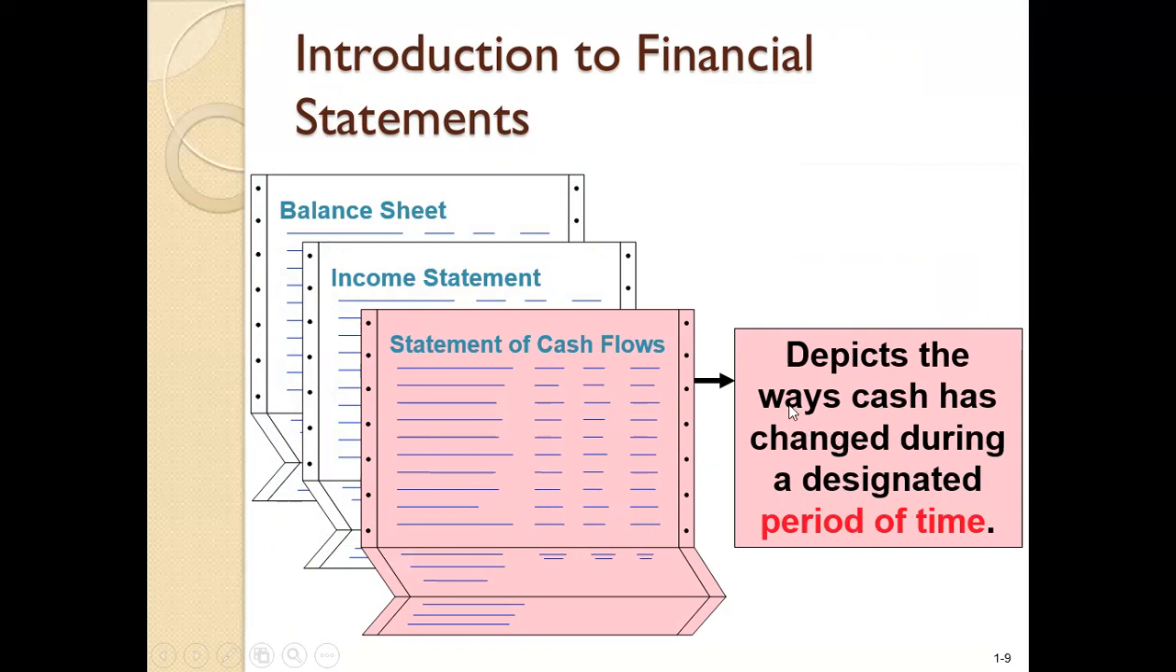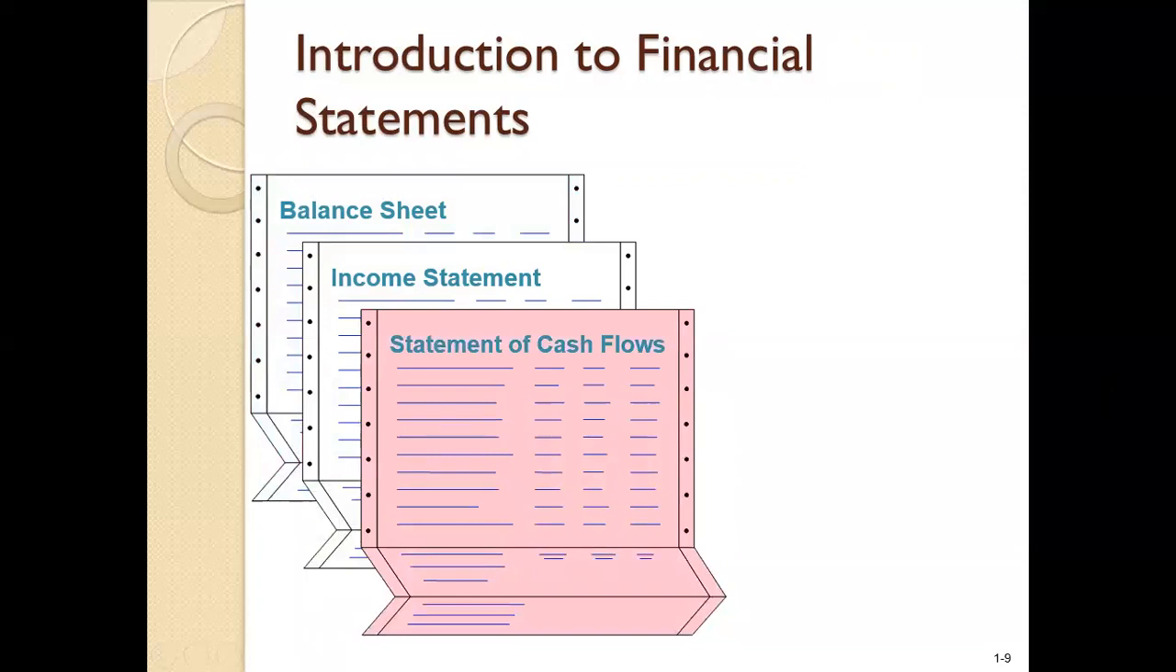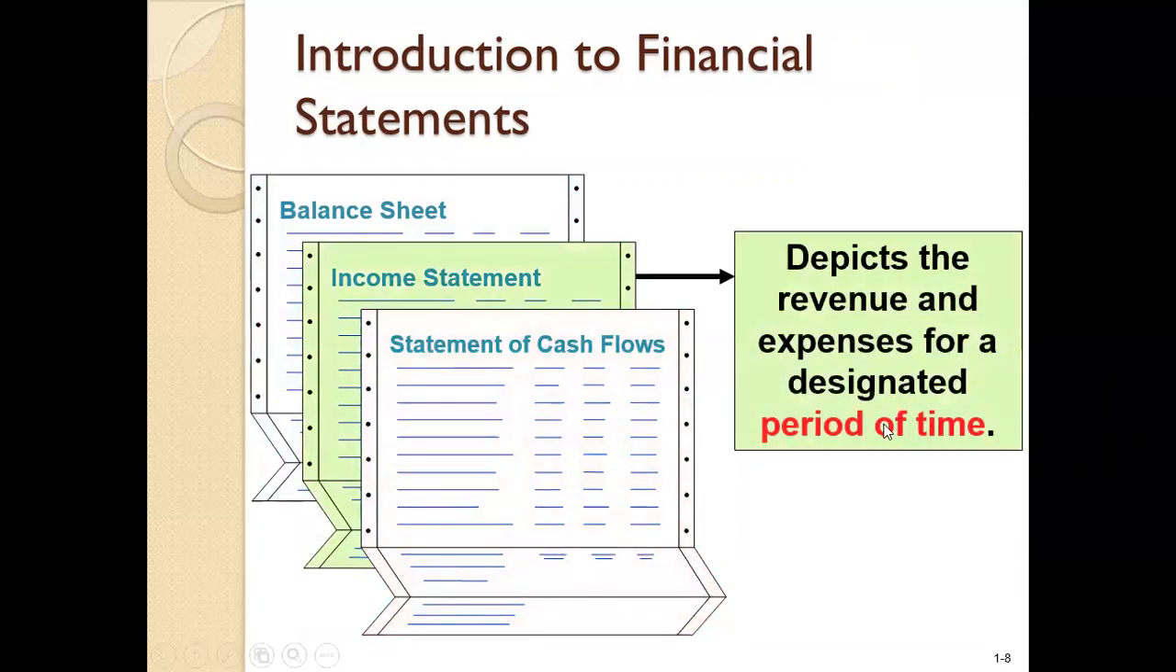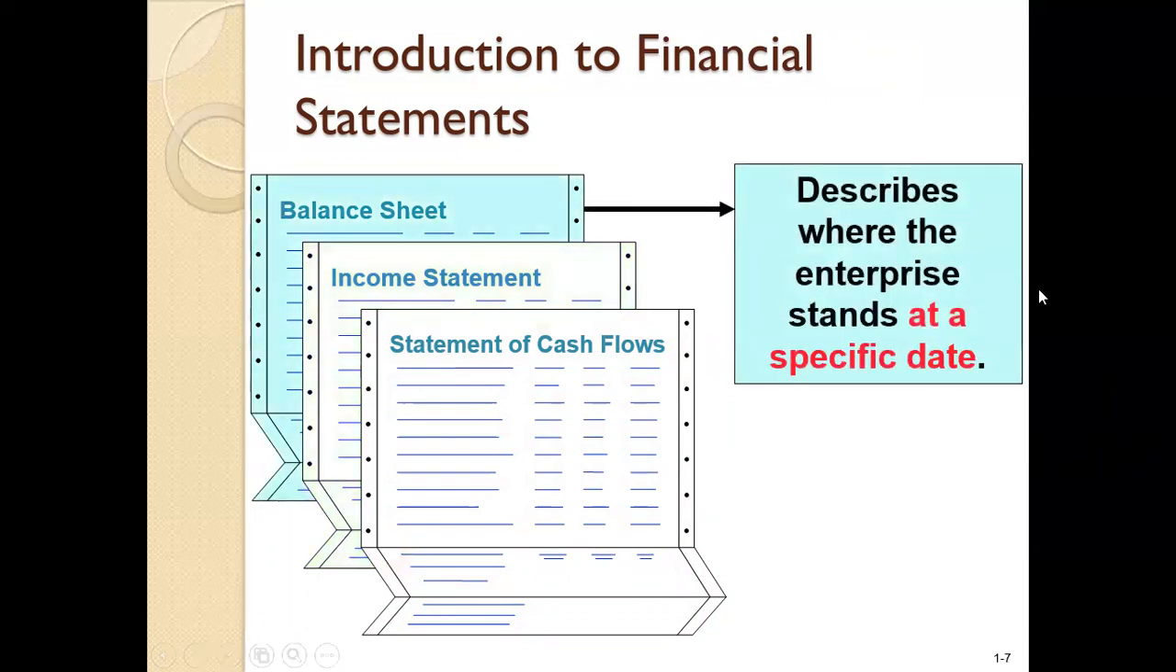Now, I would like you to note over here that for the cash flow statement, we have written for a designated period of time. And similarly, for the income statement, it was also stated that it is for a period of time. Whereas for the balance sheet, it was written at a specific date. This is a very key difference between a balance sheet and the other financial statements. Balance sheet is for a particular point in time. It means you're taking a snapshot at a particular date.